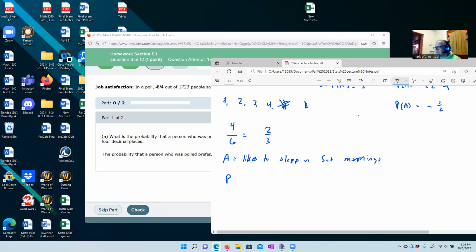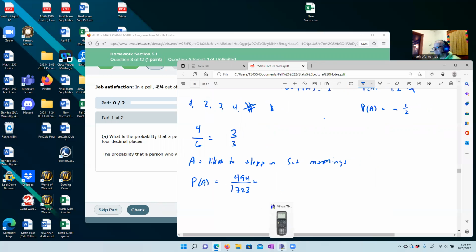And all we're going to do is say, what's the probability that we picked an A? Then we're going to have 494 out of, how many people did we ask? We had 494 successes in the 1,723 experiments. We asked those people, do you like to sleep in on Saturday mornings? I can't imagine anybody saying no, but there we go. Okay, a lot of people did. So we're just going to go ahead and calculate that probability.